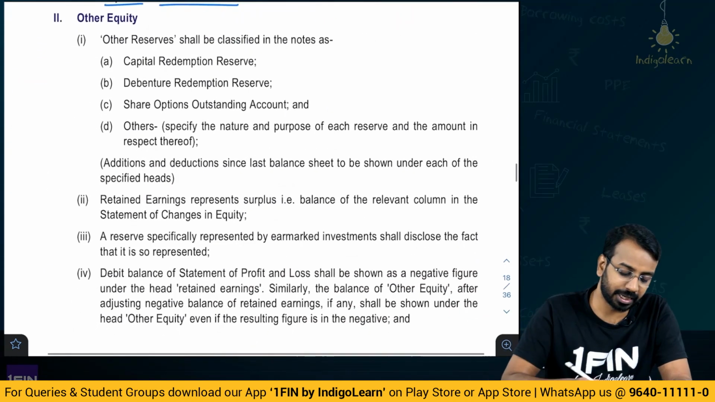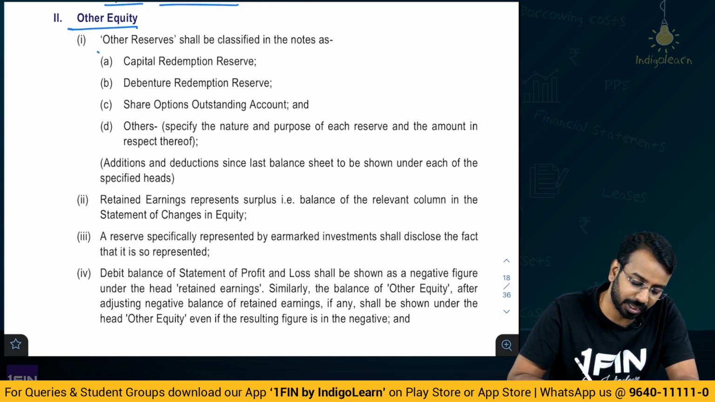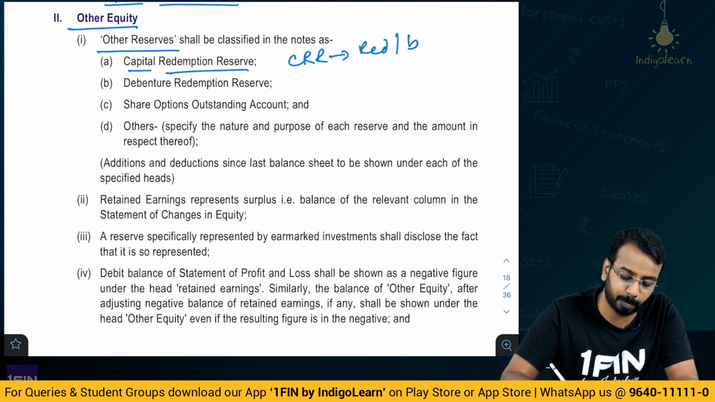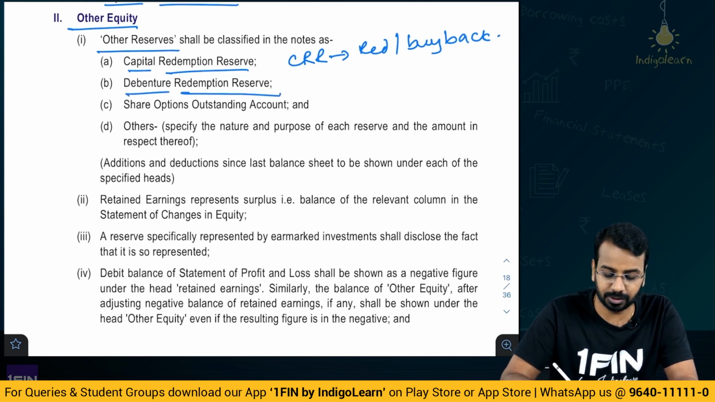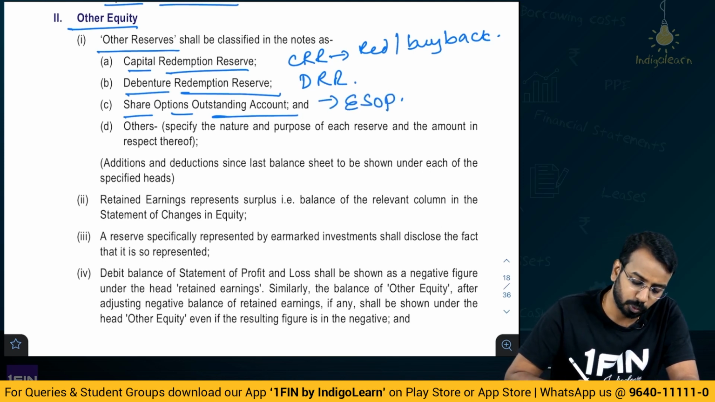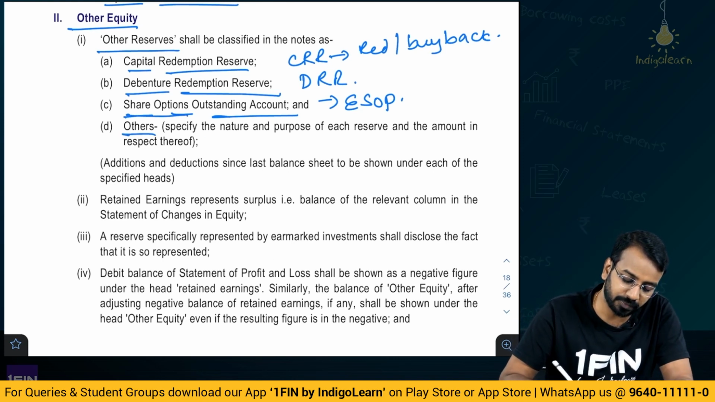Then after equity share capital, you have other equity. So anything which belongs to the shareholders other than equity is disclosed here. What are they? Other reserves. Reserves meaning capital redemption reserve, CRR, right? This comes when you have redemption or buyback, that will be shown here. Then debenture redemption reserve, okay, which we also call DRR. Then share options outstanding account, this we do in case of ESOP accounting. So we use other terms also, right? Share based payment reserve, so that also you can use. Others, specify the nature and purpose of each reserve and the amount thereof.